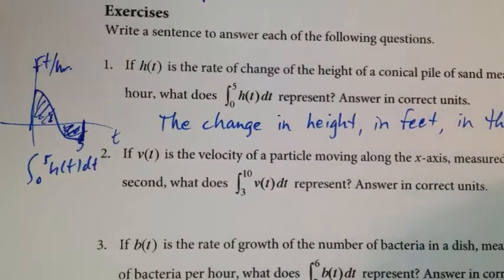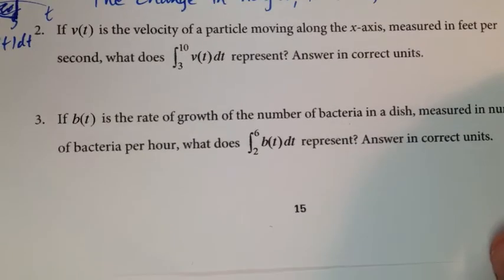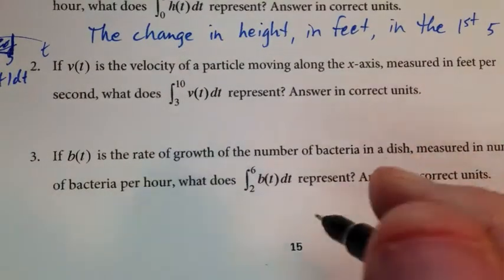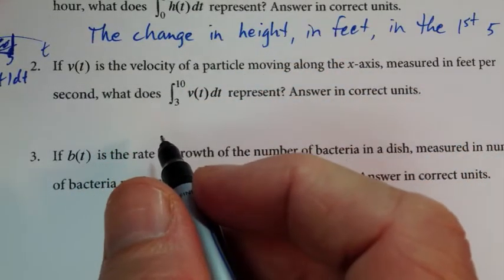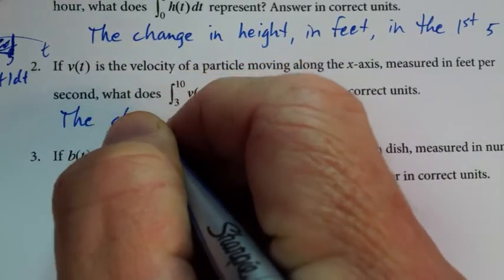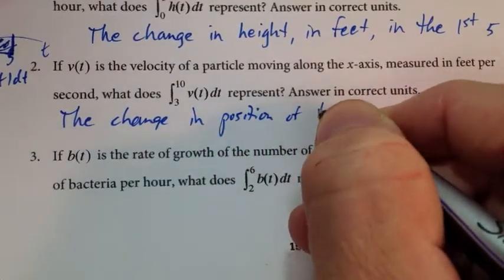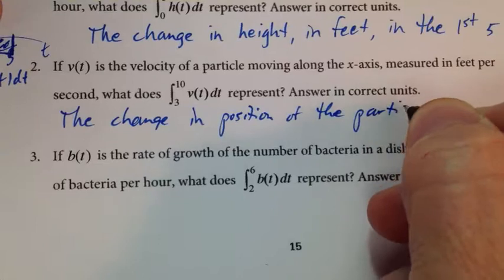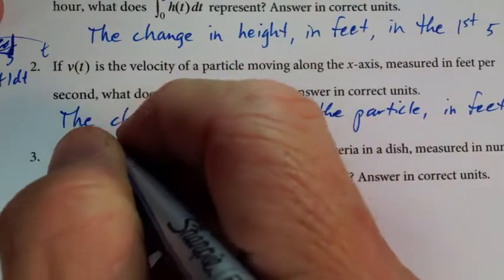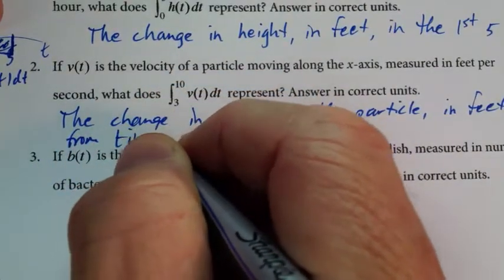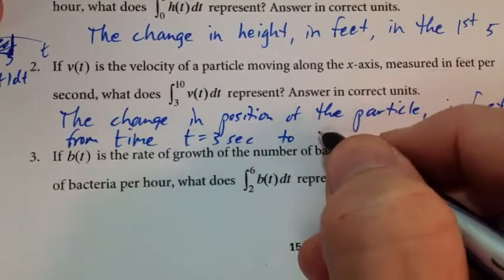Okay, so we can talk about these in class, but that's the interpretation, and as we do more examples, you'll see that. So I'm just going to go ahead and finish up what these mean. Number 2, the integral represents the change in the position of the particle in feet, from time t equals 3 seconds to time t equals 10 seconds.